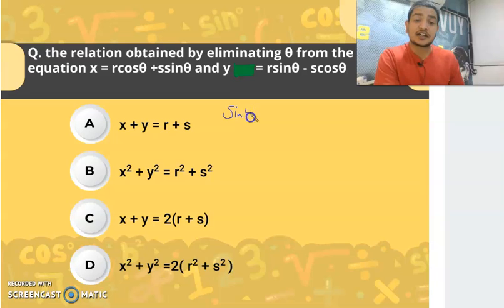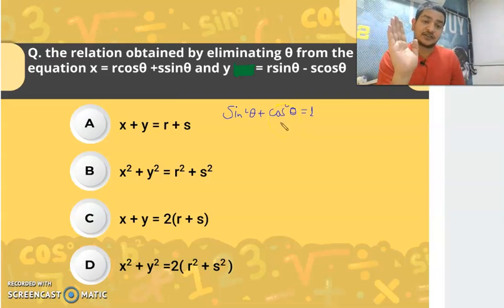Sin square theta plus cos square theta is equal to 1. Why are we using this identity? Firstly, let me tell you about this. Why are we using this identity? Because sin theta and cos theta are given. Okay, so we can use this one.